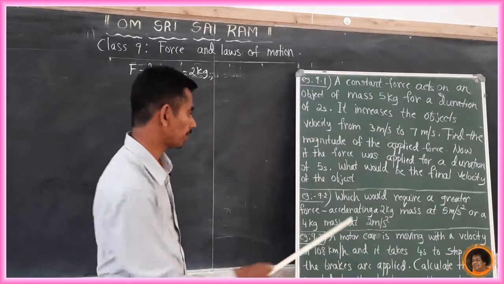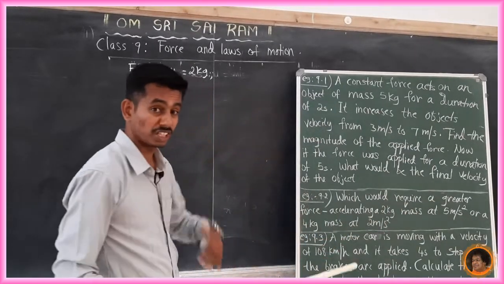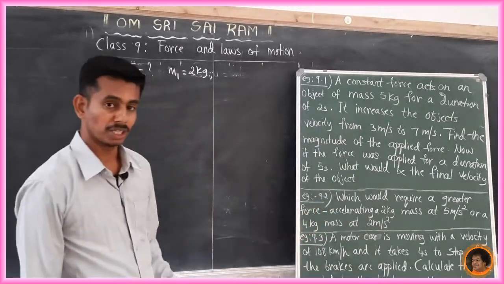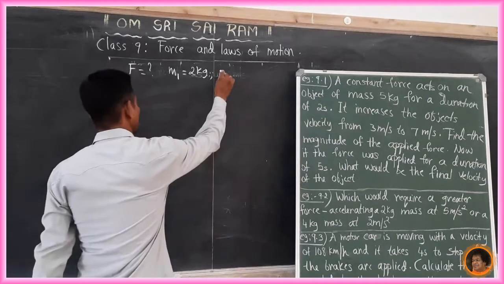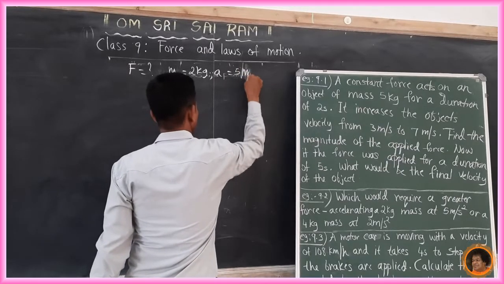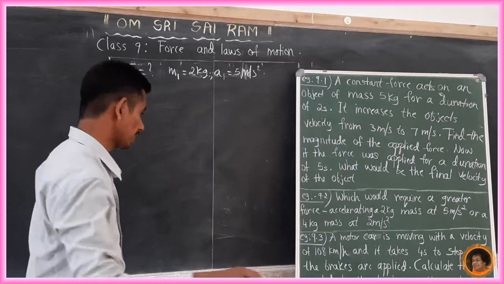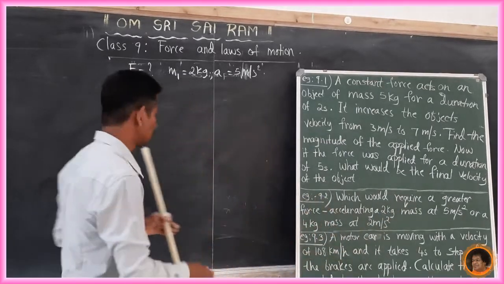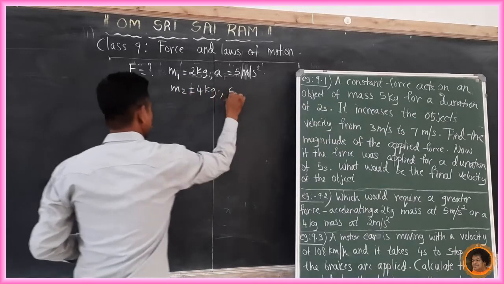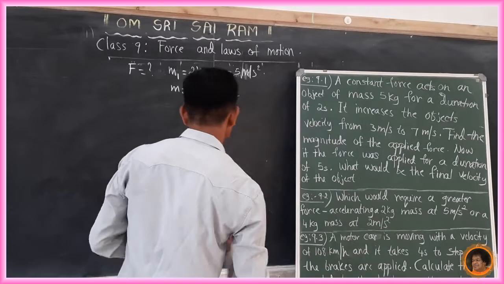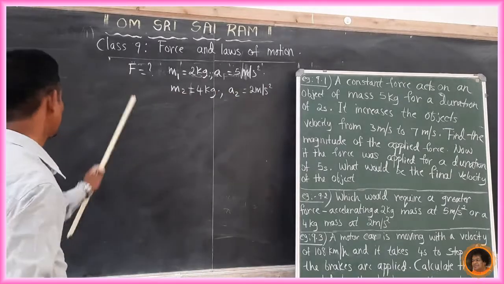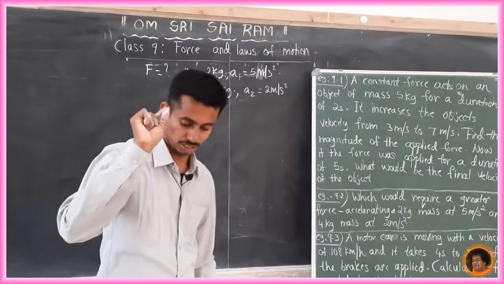Now, which would require a greater force? The force is applied, accelerating a 2 kg mass at 5 meter per second squared. So a1 equals 5 meter per second squared. Another case, a 4 kg mass, means m2 equals 4 kg. Then it is accelerating at 2 meter per second squared. Now find F, that means F1 and F2.